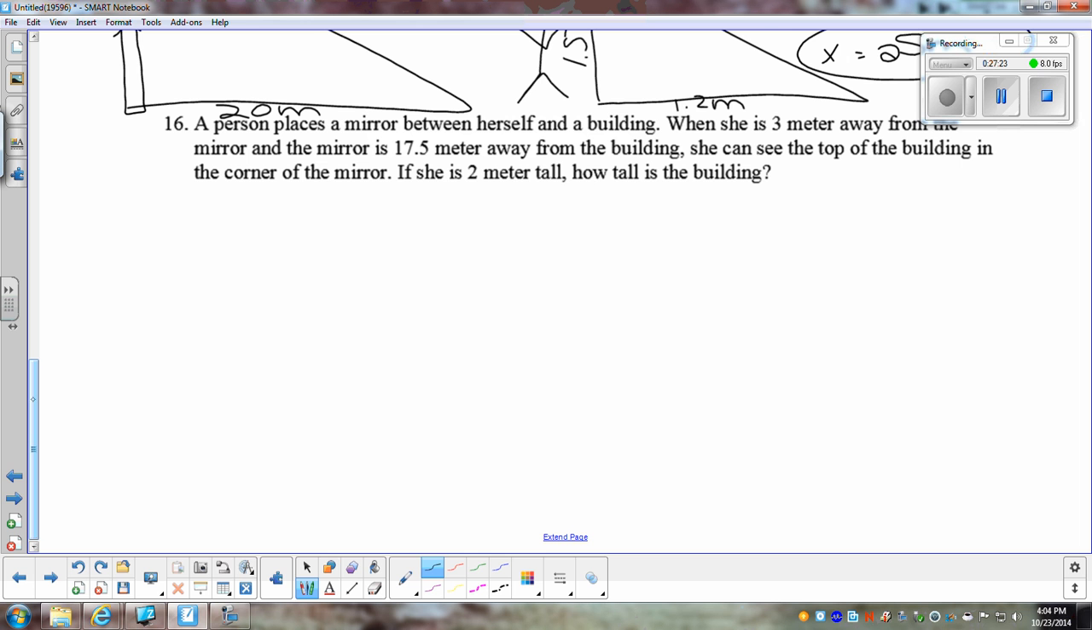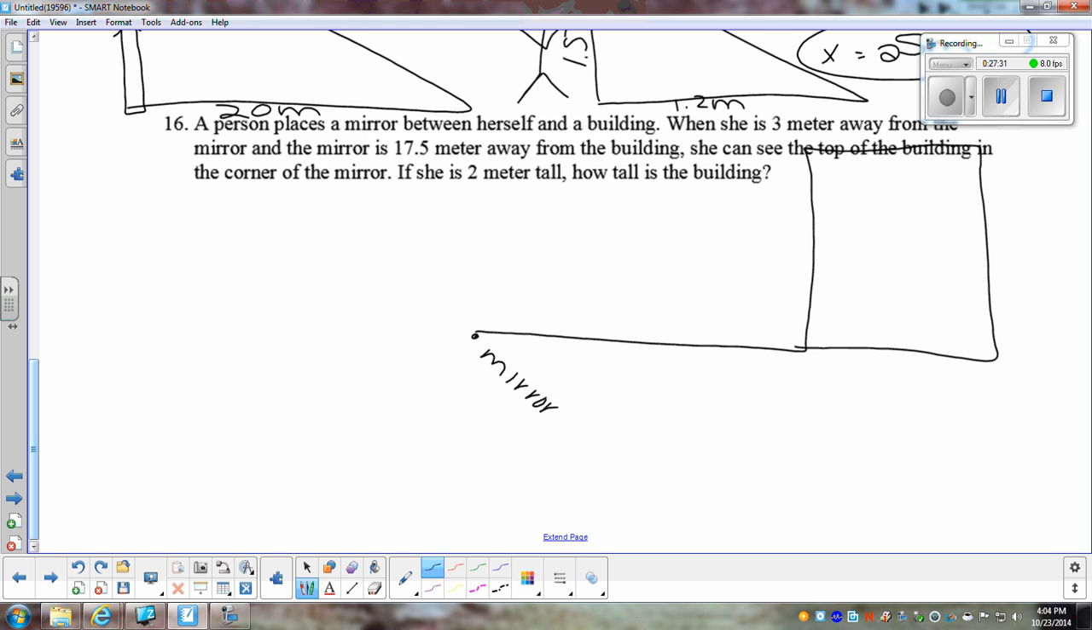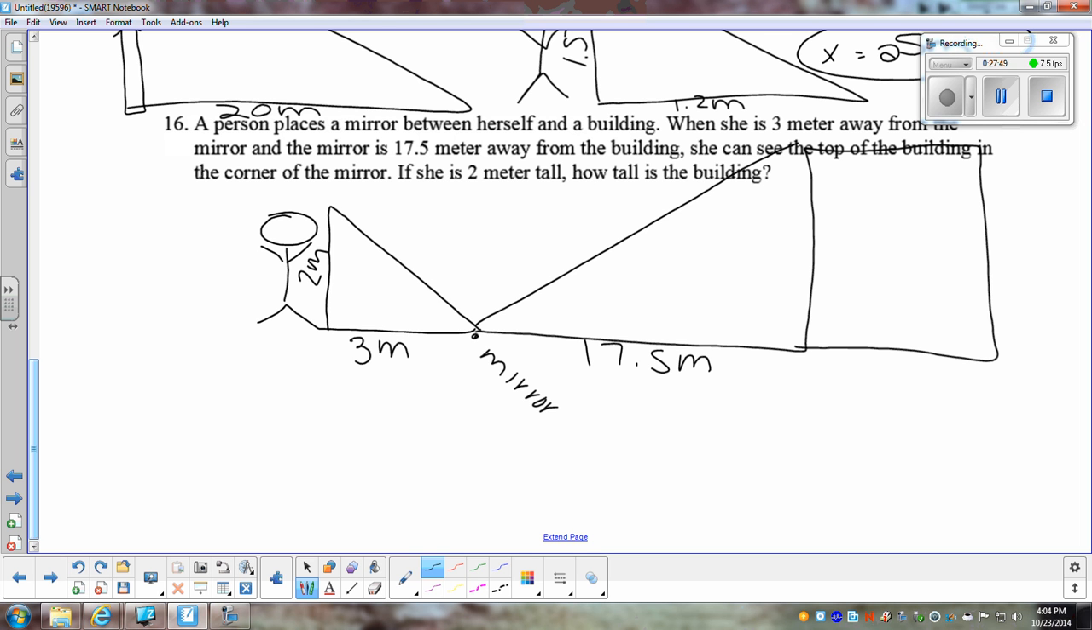26. A person places a mirror between herself and a building. Here's my mirror. Here's my building. Here's the person. The person is 3 meters away from the mirror. The mirror is 17.5 meters from both. All right, if she is 2 meters tall, how tall is the building?